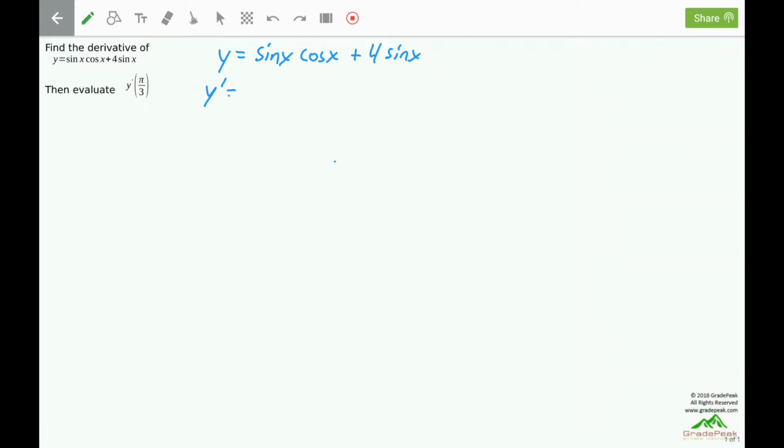When we take the derivative y prime, which can also be called dy dx, the derivative of the first term will be a product rule. We have a first expression sine x, a second expression cosine x. The product rule is the derivative of the first, derivative of sine x, which is cosine x, times the second left alone, cosine x, plus the first left alone, sine x, times the derivative of the second, derivative of cosine is negative sine x.